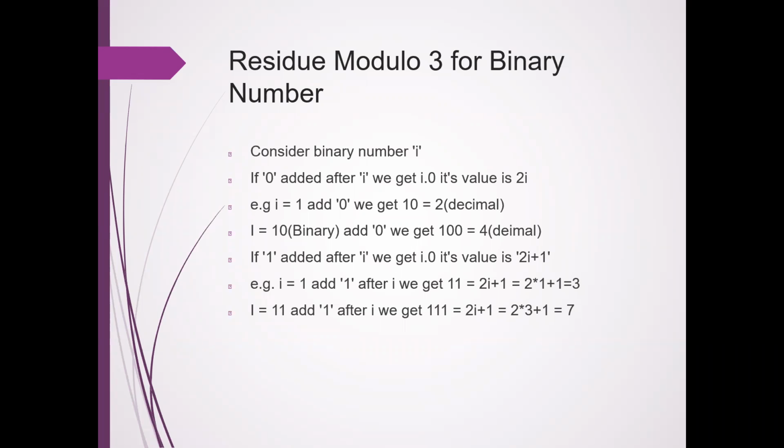So the possible remainders, as you know, are 0, 1 and 2. Now, let us consider a case in which the remainder from the previous result is, let's say, 2. So what will it be? It will be binary 1 0.